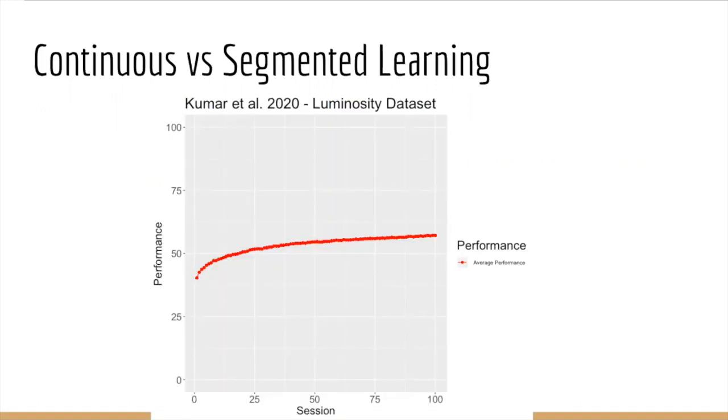The assumption of a smooth performance curve comes from looking at empirical data of average performance over time. As an example, on this slide, we have performance of individuals completing Luminosity games from Kumar 2020, shown here in red. As seen here, average performance shows a smooth performance curve with individuals slowly improving over time.